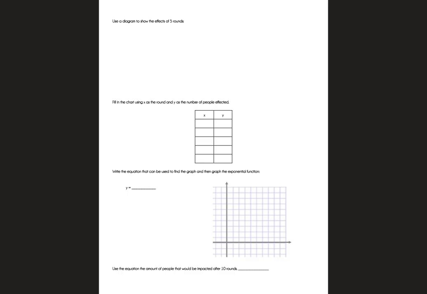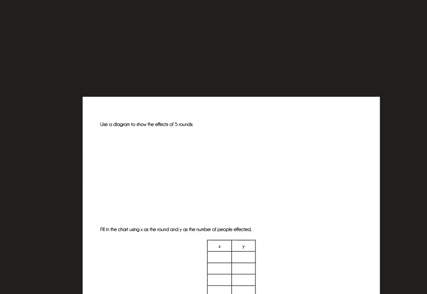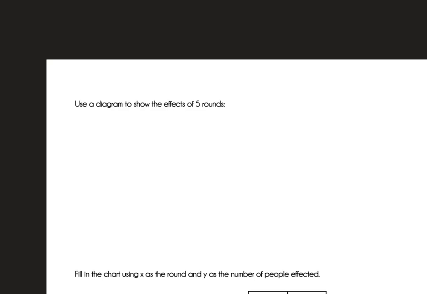So at the beginning, let's do this together. At the top, it says, draw a diagram to show the effects of 5 rounds. I don't want you to draw the whole thing right now, but I want to talk about what this would look like. This is the pay it forward concept. If I, as a human being, start and I go out and I do 3 things to affect 3 people, and then those people pay it forward, each of those little dots then goes to 3 more dots. Except that it's good.